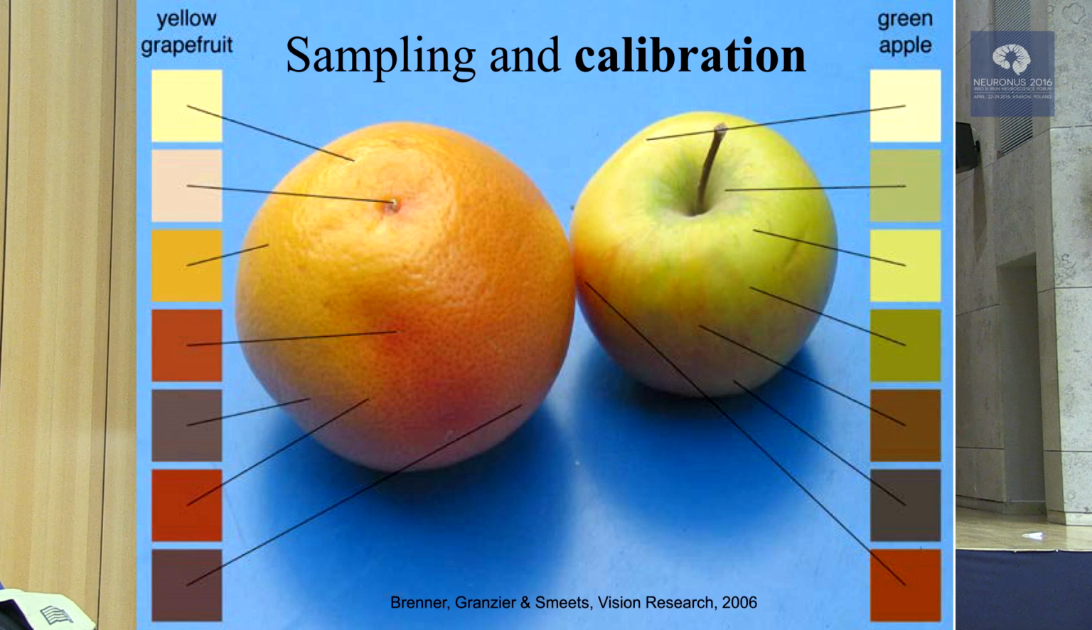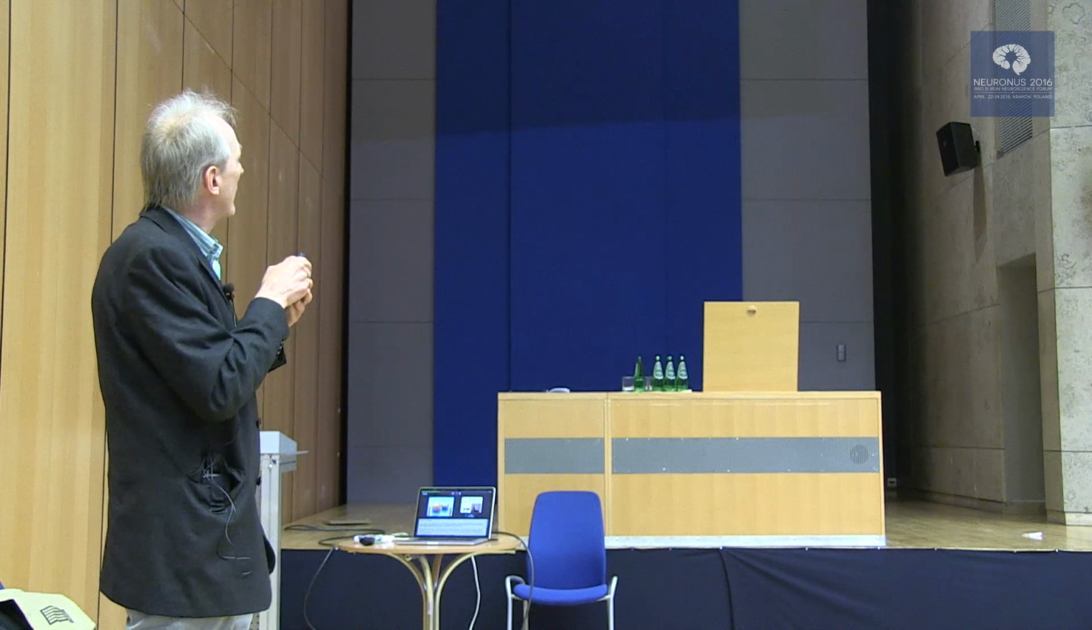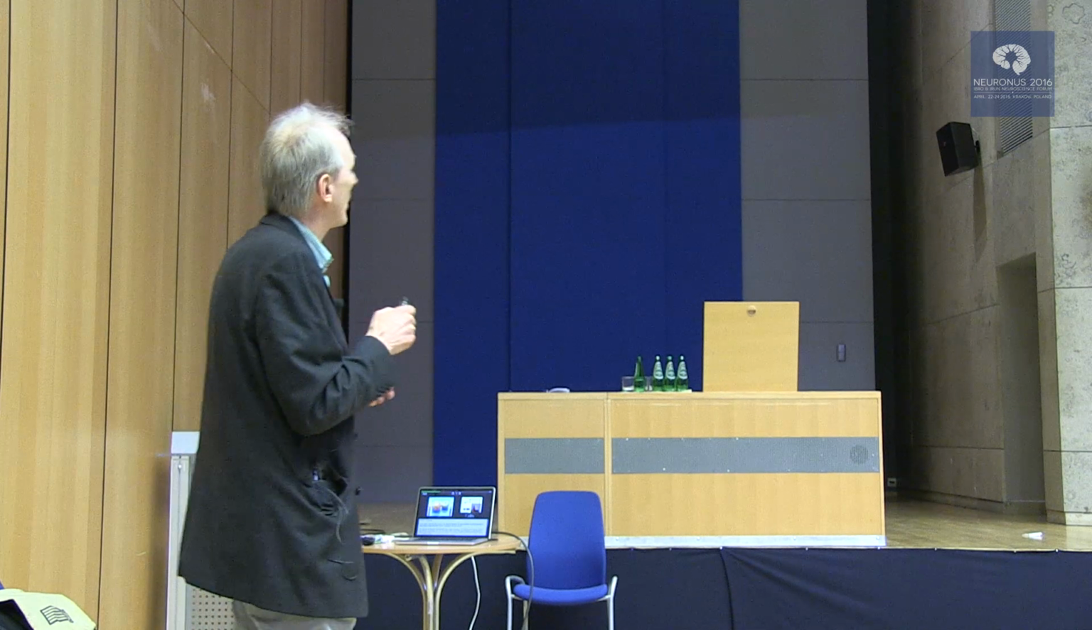There are small changes in pigmentation, and there's of course a shading gradient. It goes from bright to dark down here. So if you want to arrive at a judgment about the lightness of this object or about its hue, you have to pick up samples from the object and then combine them by some statistic to arrive at a single estimate of the color and the lightness of that object. That's what I call the sampling problem.